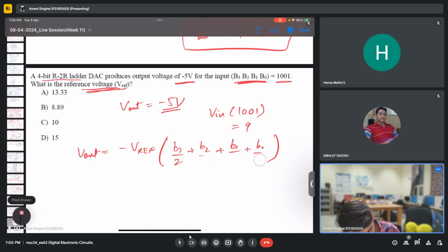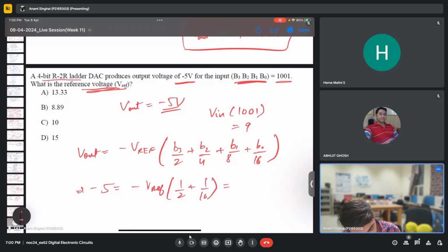Sorry, this will be 4816, and finally, it is given as 5, then this is minus. So VREF we need to calculate, then this is 1 by 2 plus 1 by 16, that is the final. So VREF is coming out to be 5 into 16 by 9. So this is 80 by 9, that is 9 8s are 72, 8.89.